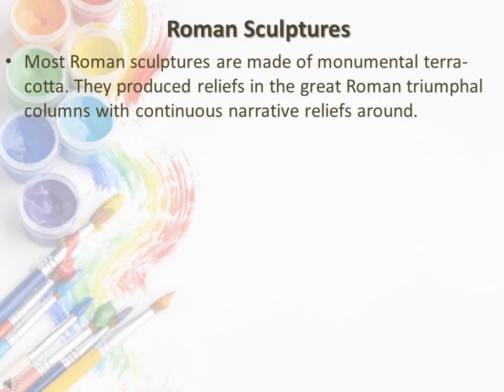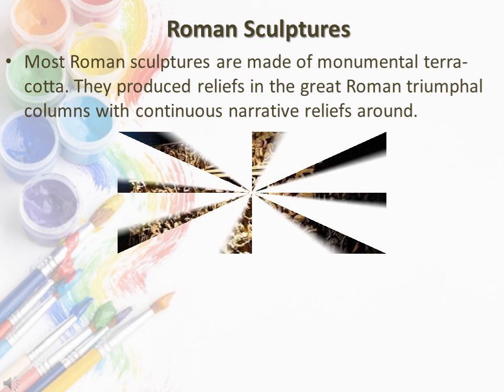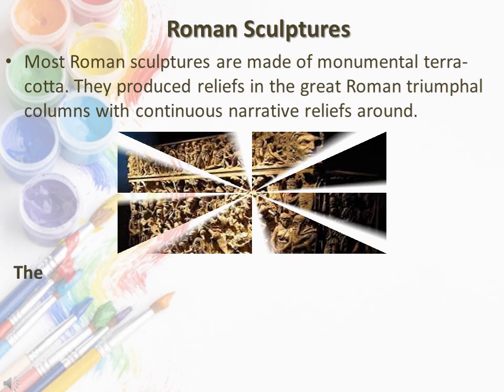Roman sculptures. Most Roman sculptures are made of monumental terracotta. They produced reliefs in the great Roman triumphal columns with continuous narrative reliefs around.